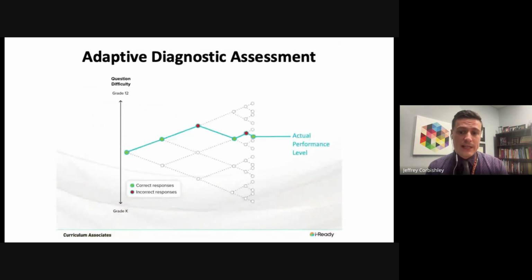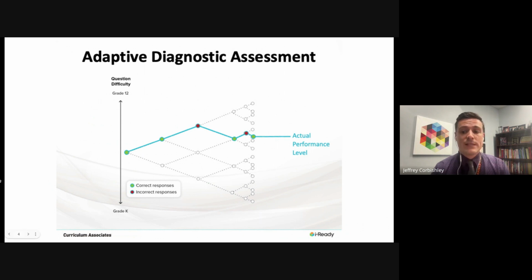So on the next slide, this is a good way to show how the adaptive diagnostic works. On the left-hand side are represented grade level standards, grades K through 12. As a student begins receiving questions at a specific grade level, if they answer the questions correctly, the diagnostic will give them a slightly harder question, typically addressing a standard taught later in a grade level or at a higher grade level. If a student answers the question incorrectly, so if you notice the red dot on your screen, the diagnostic will give a slightly easier question. This process will continue throughout the diagnostic until the student reaches questions that describe their actual performance level.